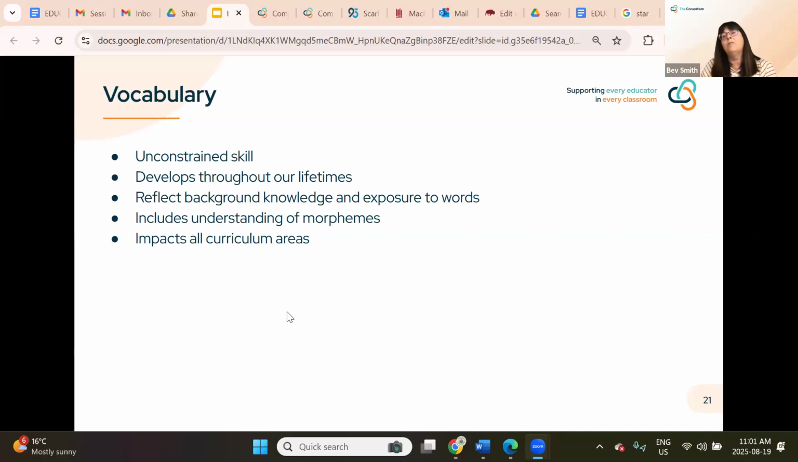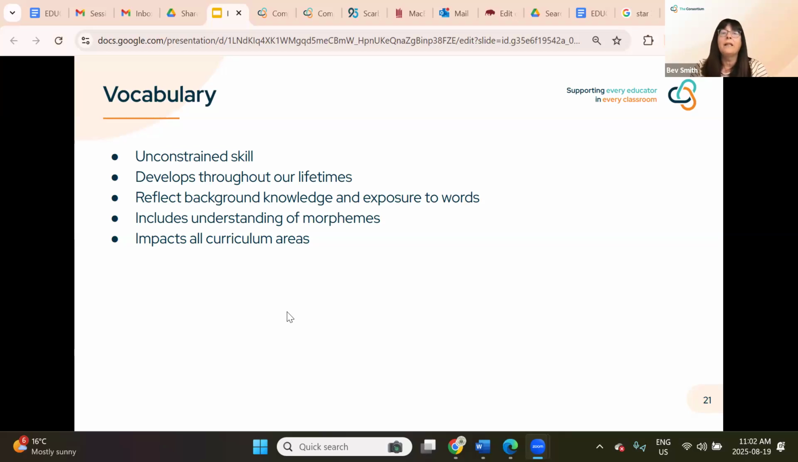So a constrained skill would be something like knowing the names of all the letters, right? That is a constrained skill because there are only 26 letters, and if we put in the upper and lowercase, then we would have 52 symbols we would need to learn. But once you know the names of those letters, that's it. You know the names of the letters. An unconstrained skill is one that lasts a lifetime and can go on forever.